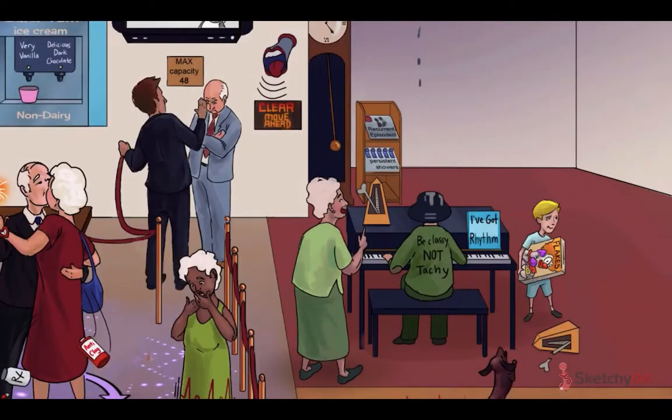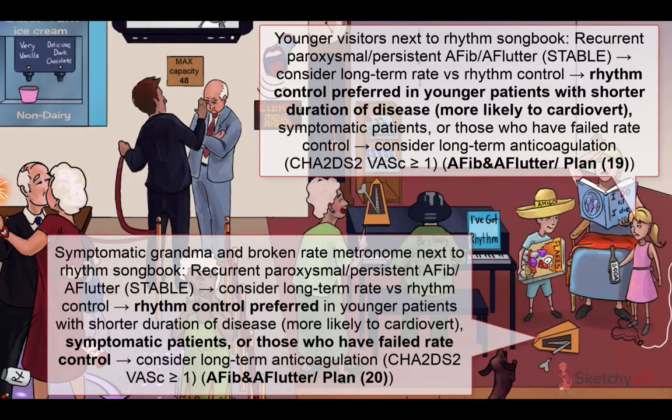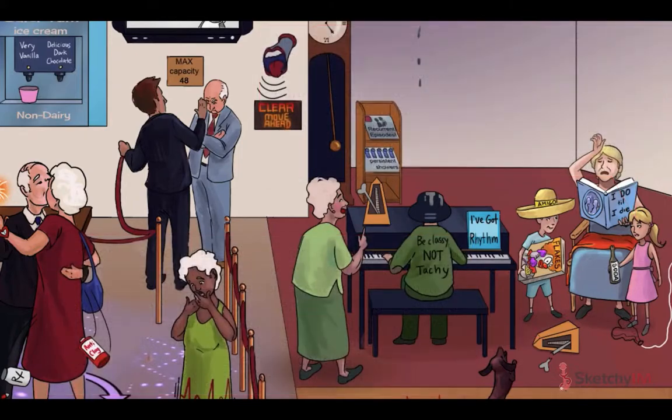There are, on the other hand, a few situations in which rhythm control is preferred. This includes in patients who are younger or who haven't had the arrhythmia for as long. So, over on the rhythm side of the piano, we've drawn in a few younger visitors. These patients are more likely to convert and stay in sinus rhythm. Other patients with chronic AFib or aflutter who may benefit from rhythm control include those who have failed rate control. And by that I mean patients who continue to have tachycardia or continue to exhibit symptoms despite adequate rate control. This is represented by the broken metronome on the floor there, as well as the symptomatic grandma overcome with nostalgia, I guess. She'll be fine.